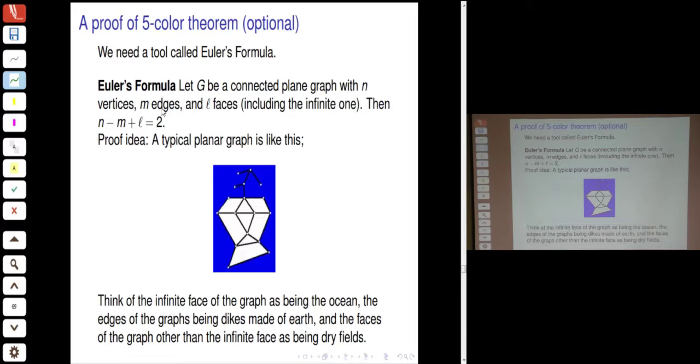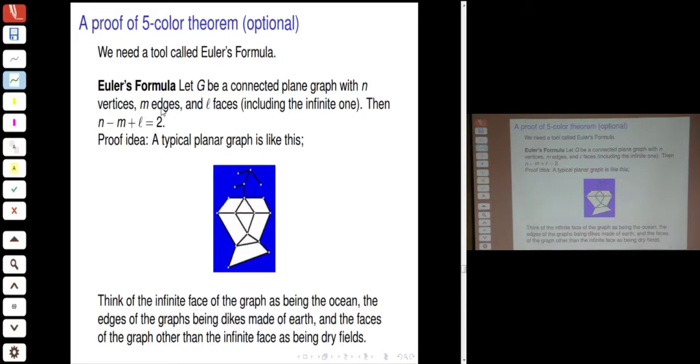So we have L faces. The formula says there's a relation between them: the number of vertices minus the number of edges plus the number of faces equals 2. This is actually a fantastic formula. The proof is by mathematical induction, whatever. I took one proof from the internet. It has some story, and it's easy to describe. So let's follow the proof on the internet.